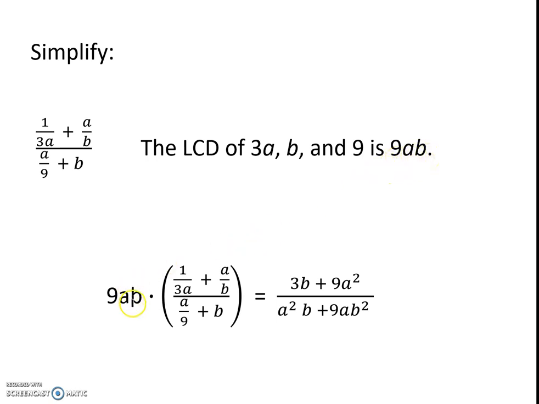So we're going to multiply the whole thing by 9ab. If we take 9ab times this top part, we get 3b. And 9ab times this part is 9a squared. And 9ab times a over 9 is a squared b. And then finally 9ab times b is 9ab squared. And that is our final answer.